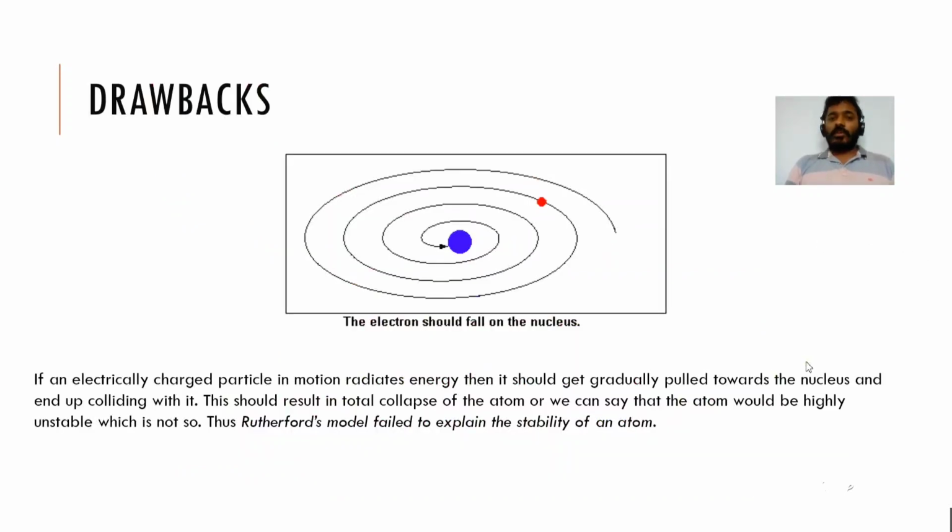Now with this he gave the idea something like this, that the electrons are revolving around the nucleus. But the problem was, if an electrically charged particle is rotating and it is radiating energy, that it is losing energy, then very slowly the electron will collapse and fall into the atom's nucleus.